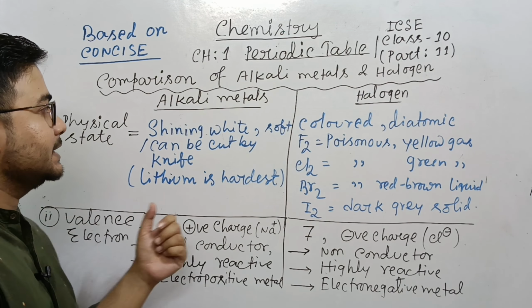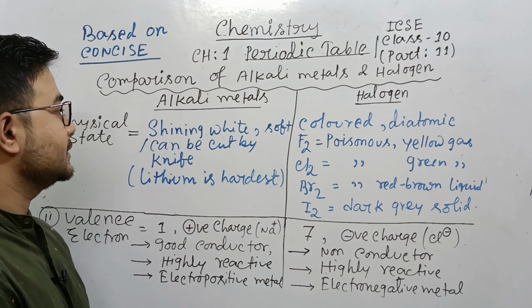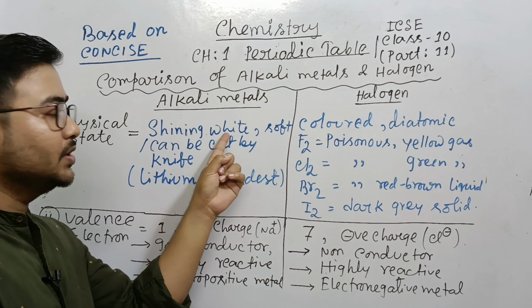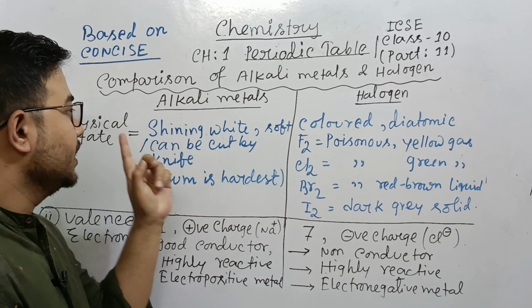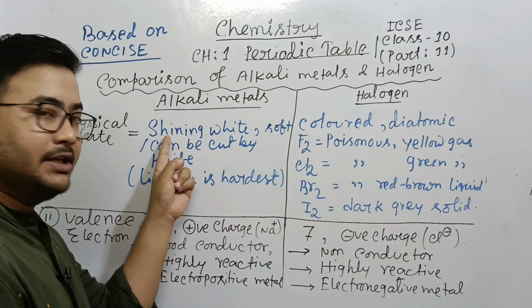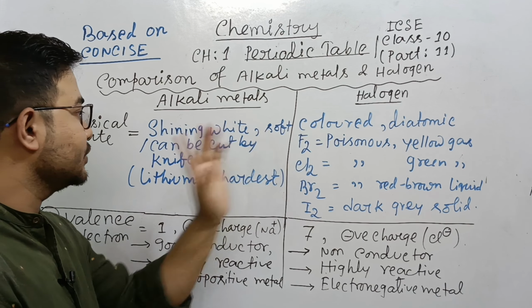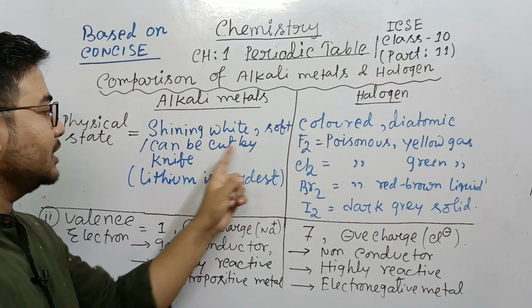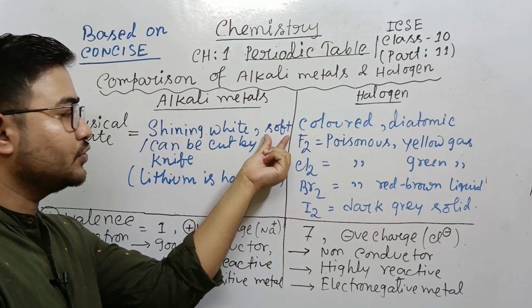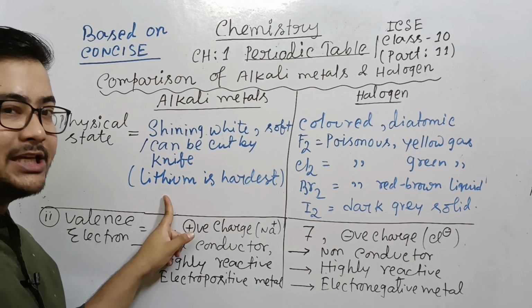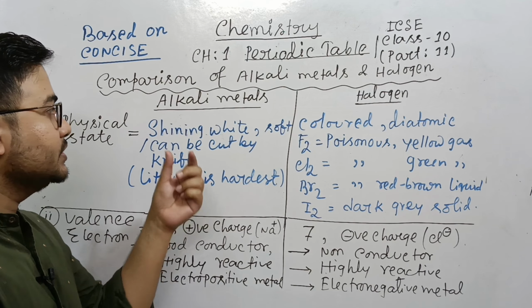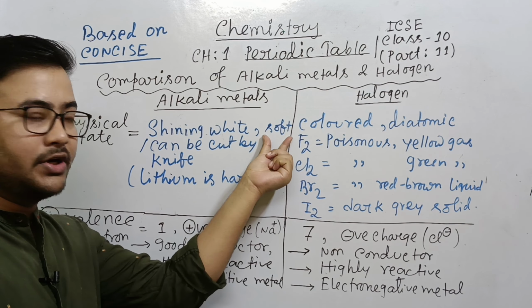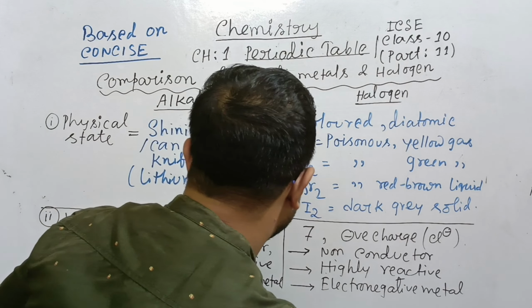Now, physical state. Keep in mind alkali metals are shining, white, soft metals; these three points you have to remember. Shining metal, white as well as soft, can be cut by a knife, so they are very soft. But the exception is lithium. Lithium is the hardest one. So generally alkali metals are soft, but lithium is the hardest.